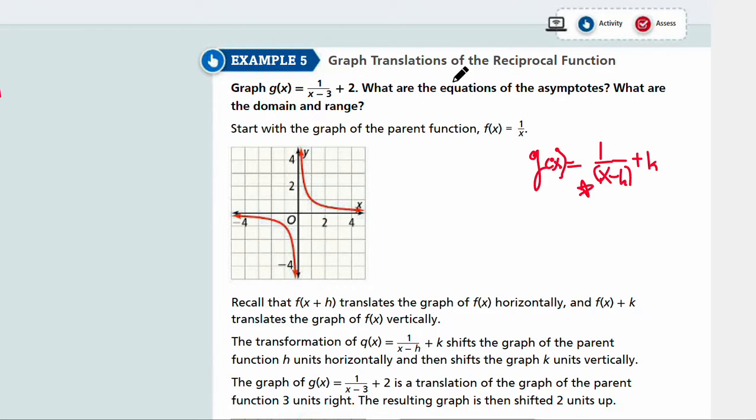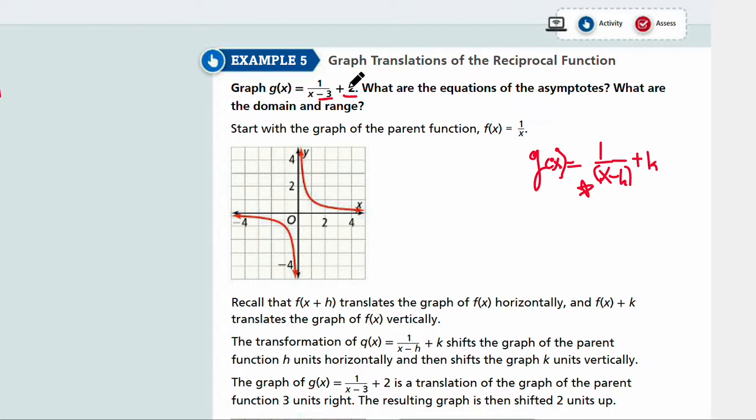Okay. So looking at g of x here, we notice that from the parent function 1 over x, we have negative 3 and positive 2. We have plus 2 and k is positive 2. We have minus 3, which means h is positive 3. So do not confuse the negatives and positive here.